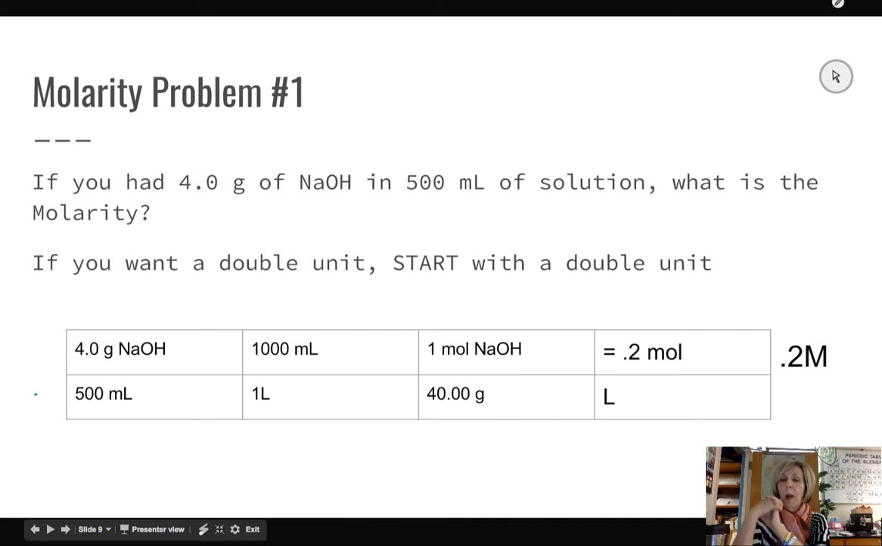I have 3 problems that I'm going to show you, and then you're going to practice some in class. So here's molarity problem number 1.